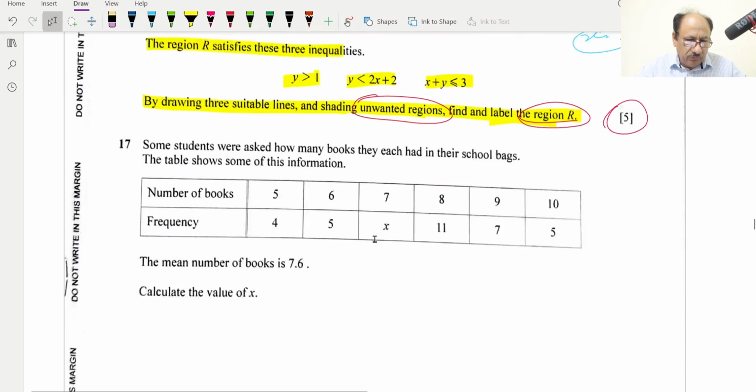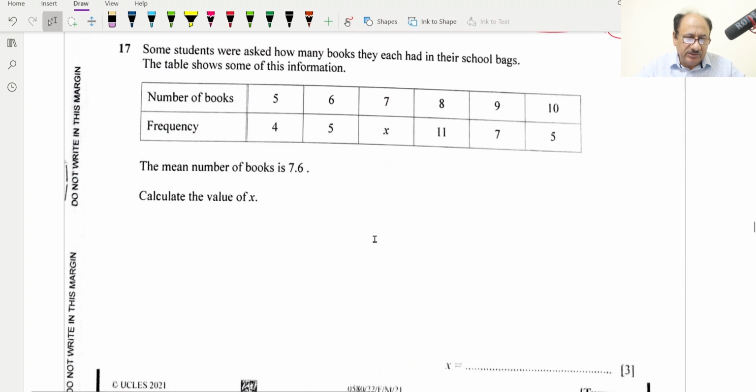So next we can move to question number 17. Some students were asked how many books they each had in their school bags. The table shows some of this information, and this is x and the rest of the numbers are provided. The mean number of books is 7.6. Calculate the value of x.